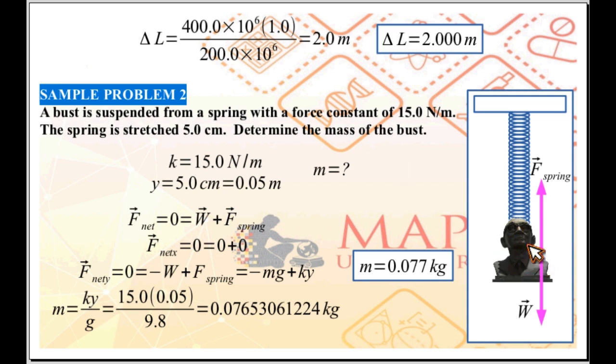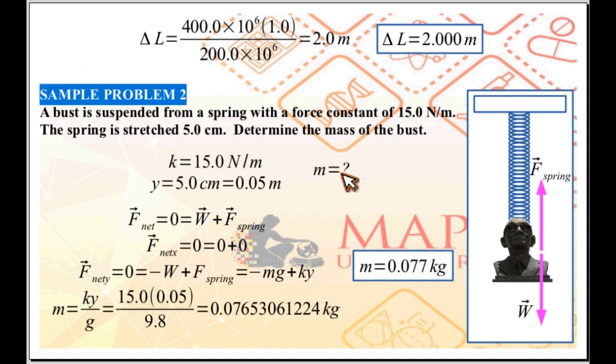So we have a bust suspended from a spring. The spring has a force constant, or spring constant, of 15 Newton per meter according to the problem. So let that be equal to K. Thus, as a result of the weight of the bust, the spring will be stretched. The spring is stretched 5 centimeters. Let that be Y. Y is equal to 5 centimeters. Convert to meters.